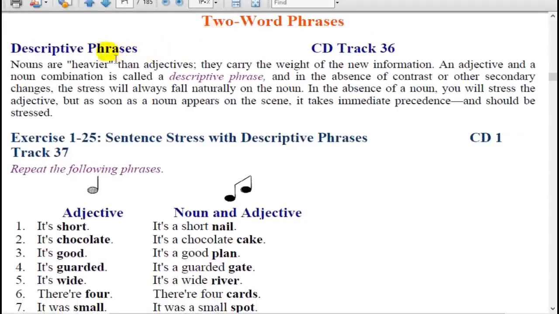Two-word phrases. Descriptive phrases. Nouns are heavier than adjectives. They carry the weight of the new information. An adjective and a noun combination is called a descriptive phrase. In the absence of contrast or other secondary changes, the stress will always fall naturally on the noun. In the absence of a noun, you'll stress the adjective. But as soon as a noun appears on the scene, it takes immediate precedence and should be stressed.